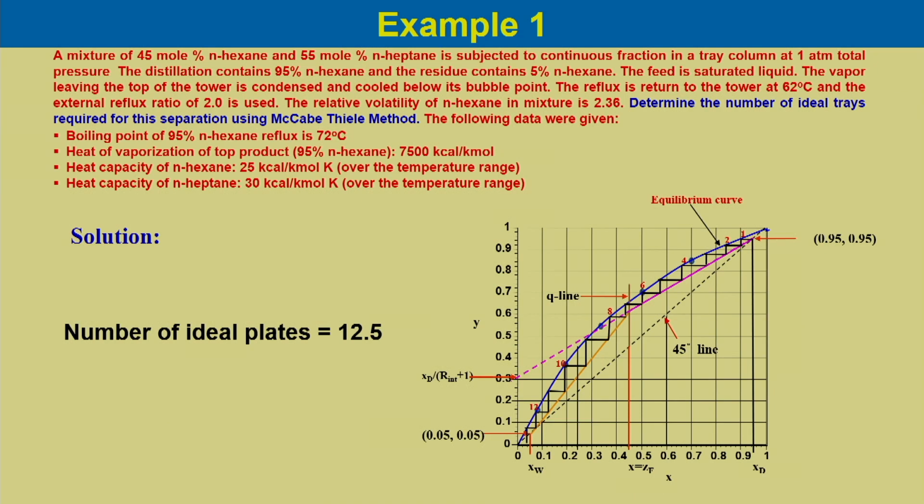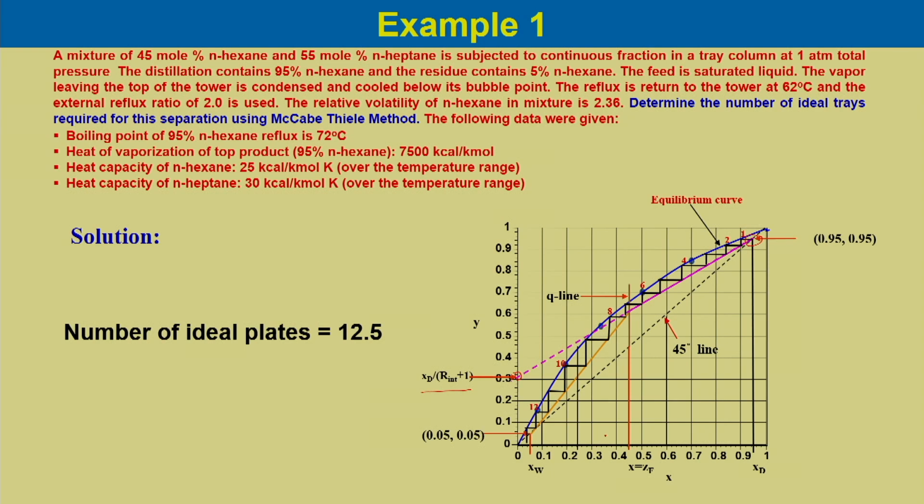So, the equilibrium curve is the blue line shown in this figure. We can locate the point xd, and we can locate the point xd divided by R internal plus 1, which is 0.31 over here. So, we can just draw this operating line in the rectifying section.